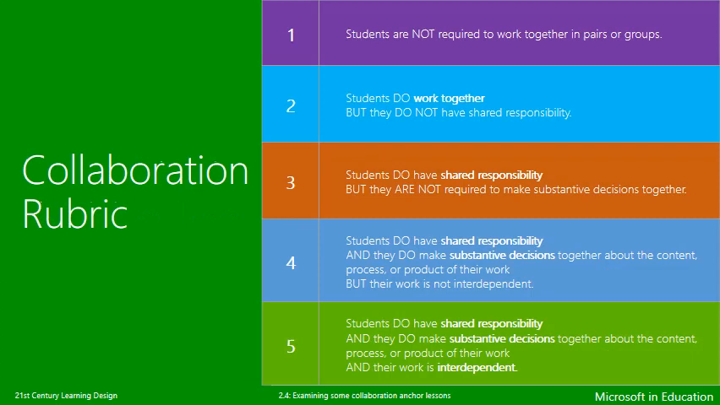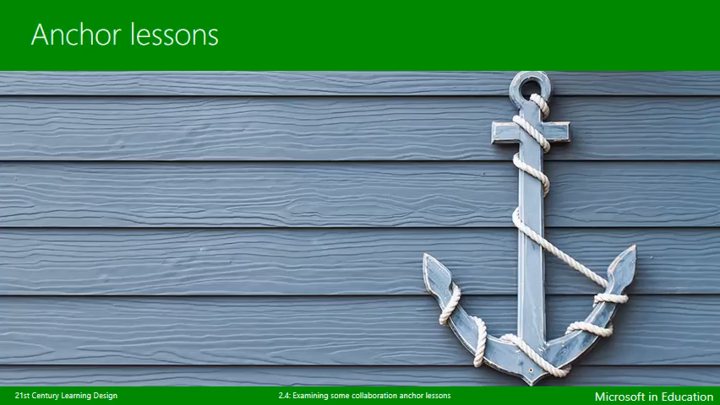As we said earlier, this decision tree can also be represented as a rubric. As you can see, each of the numbers 1 to 5 outline the criteria for the conditions of the code. For example, to achieve a code 2, students do work together, but they do not have shared responsibility. You can decide which you find easier to use, the decision tree or the rubric, when we are coding the following learning activities.